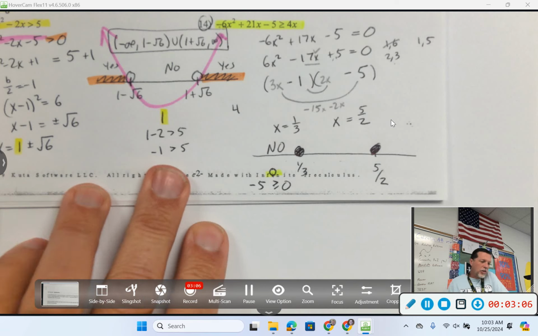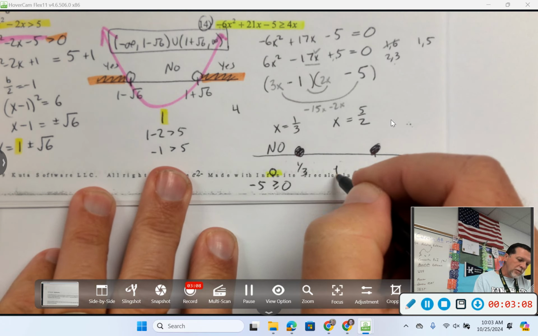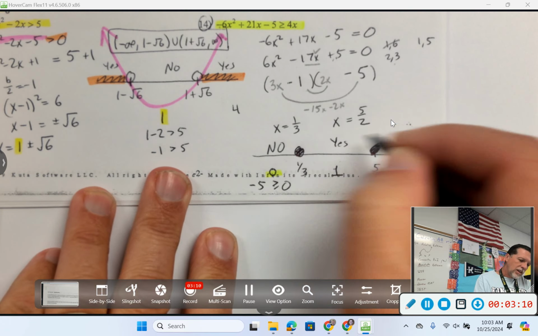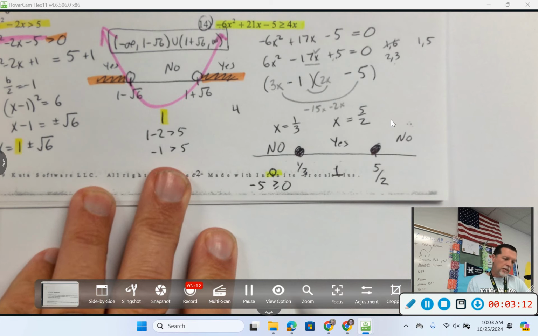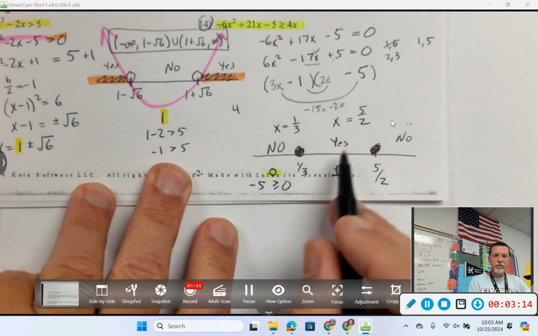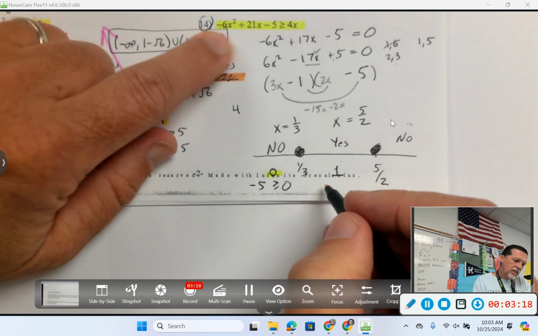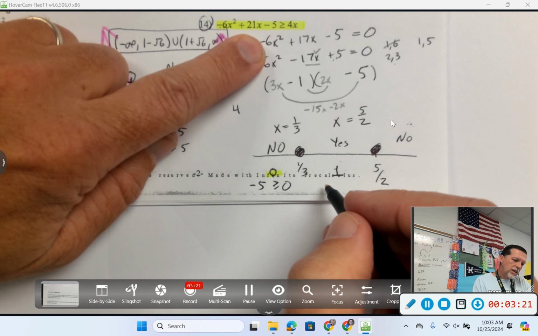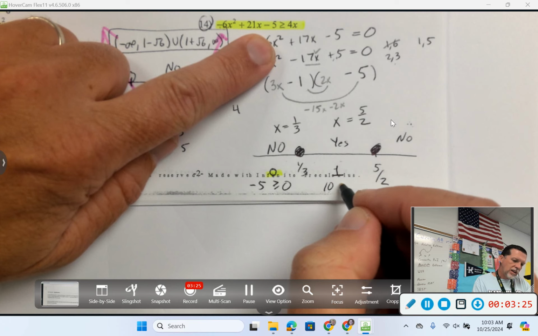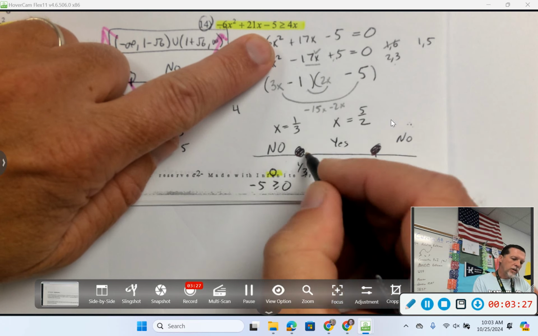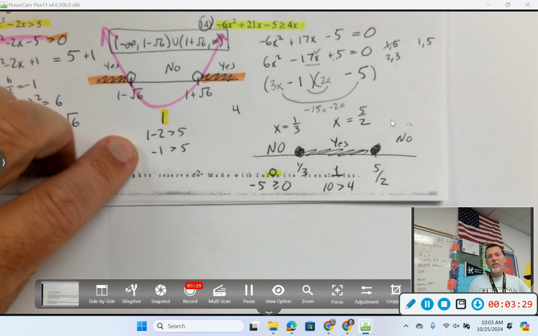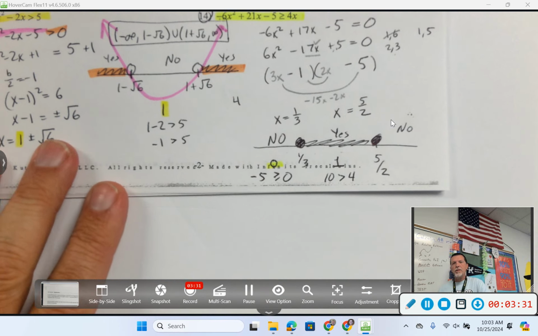If you're not sure, then maybe you want to test 1. 1 doesn't seem like it would be too hard to test. I'm going to test 1 because it's easy to test and that'll sort of check that I'm doing this right. So negative 6 plus 21 is 15. 15 minus 5 is 10. 10 is greater than 0. So all right, I'm confident enough now. I'm not going to check anything else. I'm going to trust the alternating thing.